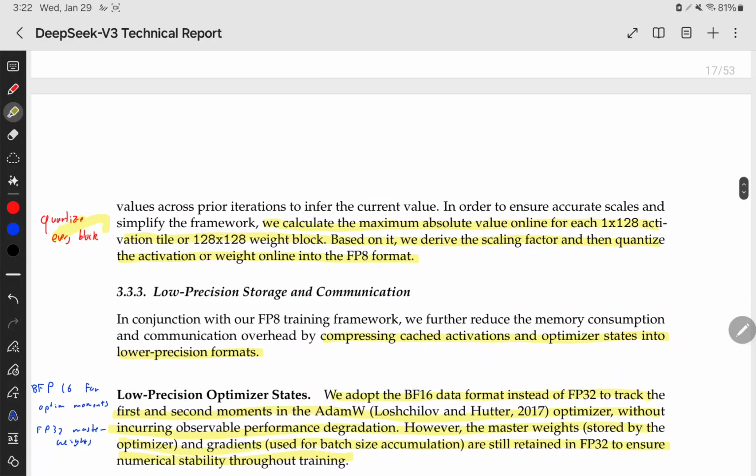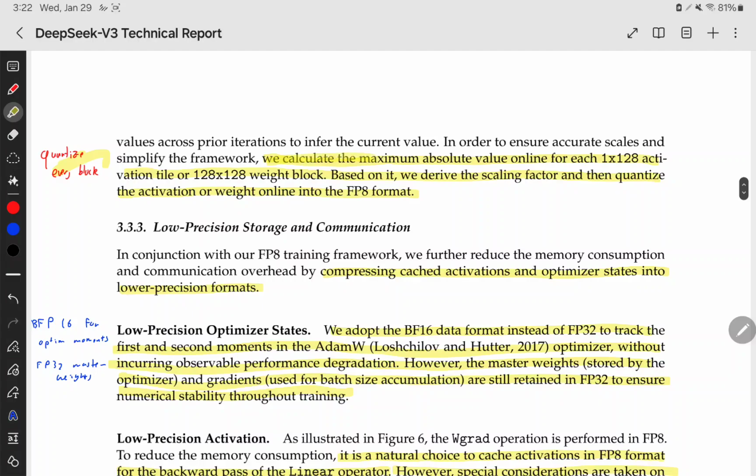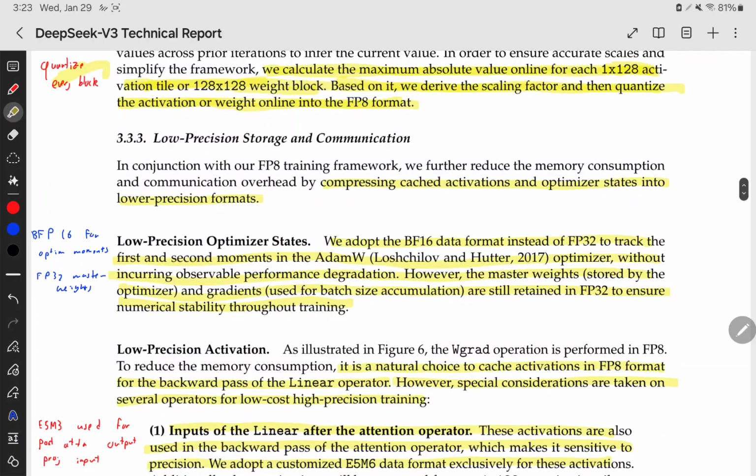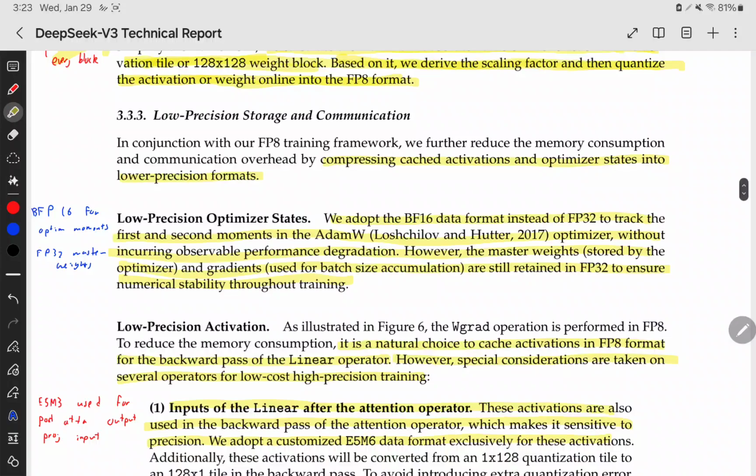They quantize every block. They say we calculate the maximum absolute value online for each 1 by 128 activation tile. So 1 by 128 is what you do for your input, or 128 by 128 weight blocks. So that's what you do on your weight. You tile it blockwise. And they say based on it, we derive a scaling factor and then quantize the activation or weight online into the floating point 8 format. So they quantize everything into floating point 8.